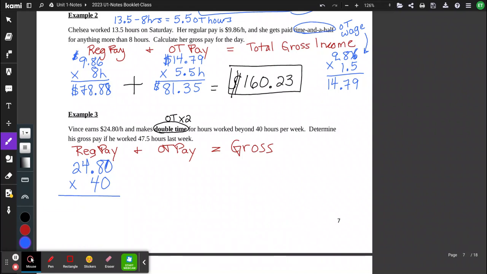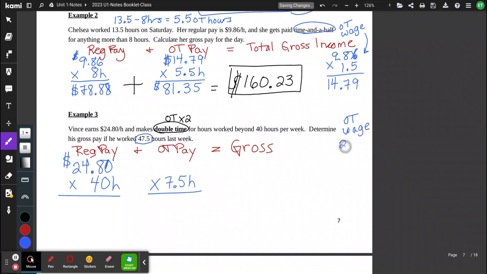Well, if they worked a total of 47.5 hours and they got 40 hours here, how many hours would have to be here to add up to 47.5? 7.5. That's right. So here's going to be 7.5 hours. So this one we know is times 7.5 hours. Now we need to find the rate of pay. So it says double time. So I'm going to find the OT wage.